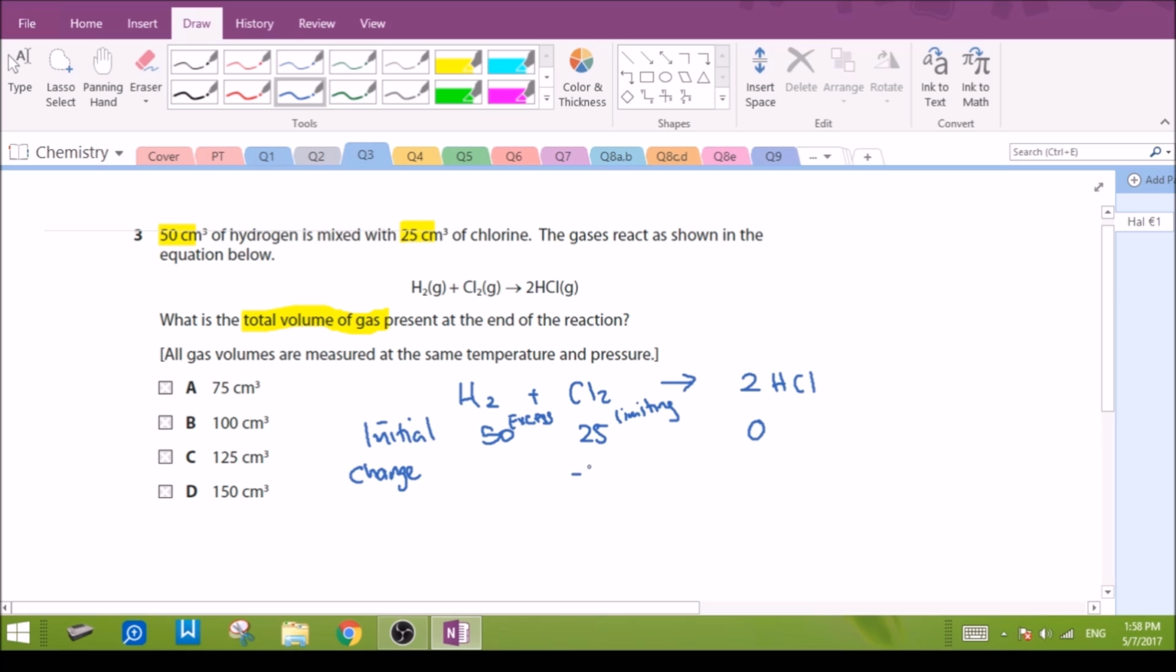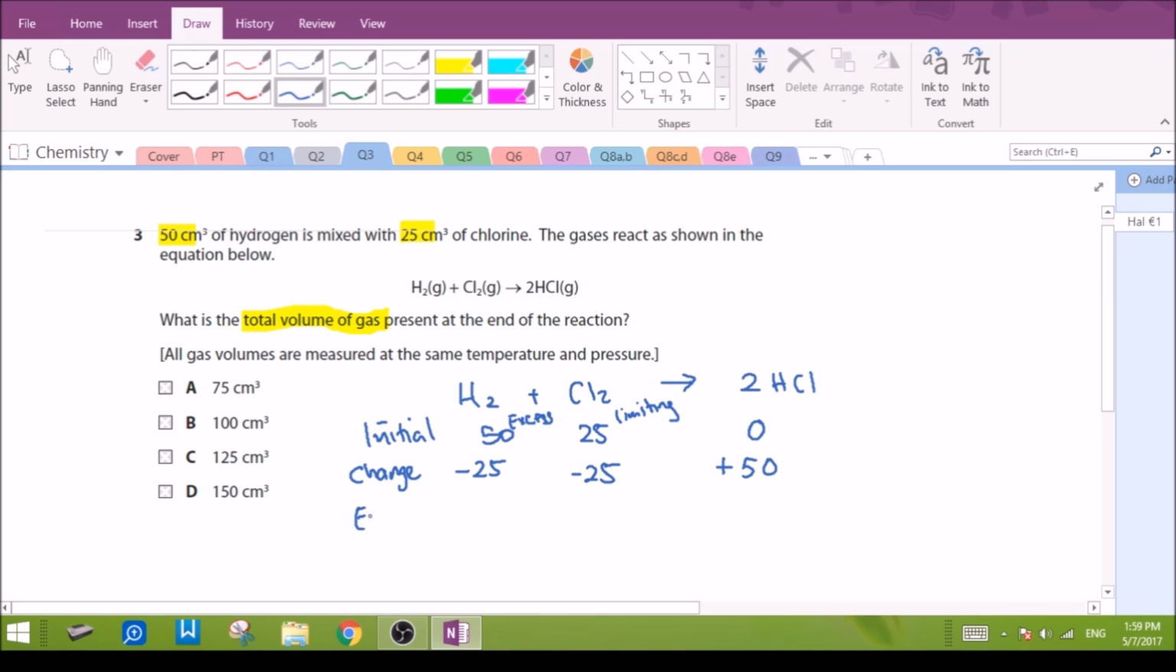So all of the chlorine will be reacted. So I subtract 25. If 25 cubic centimeters of chlorine is used up, it will also use up 25 cubic centimeters of hydrogen, because like we said, the ratio is 1:1. If 25 cubic centimeters of chlorine is used up, it will produce twice the amount of hydrogen chloride, right? Because now the ratio is 1:2. So we will be producing 50 cubic centimeters of HCl. Producing, the change will be positive.